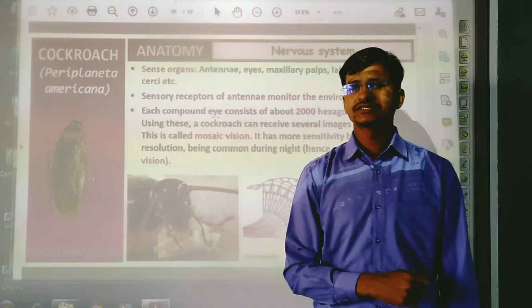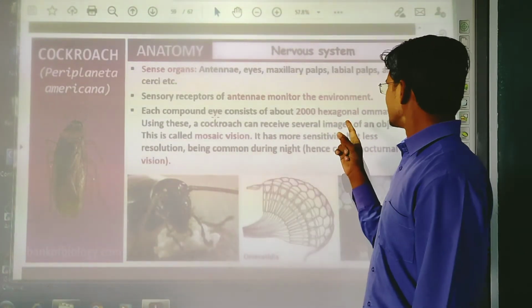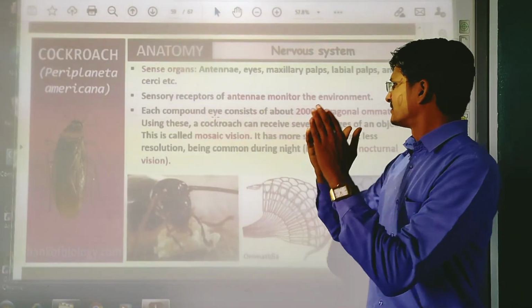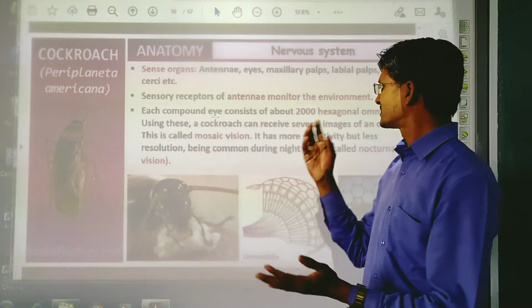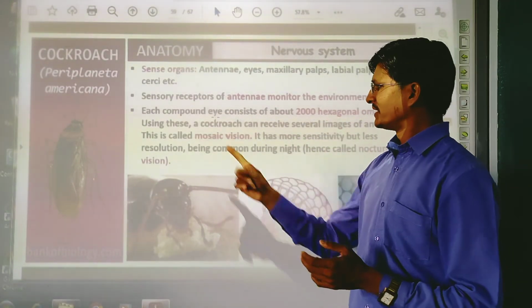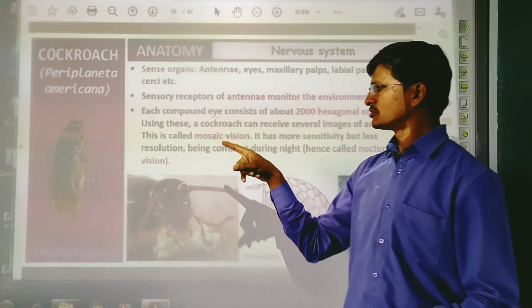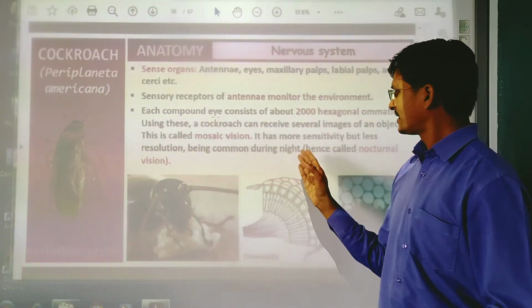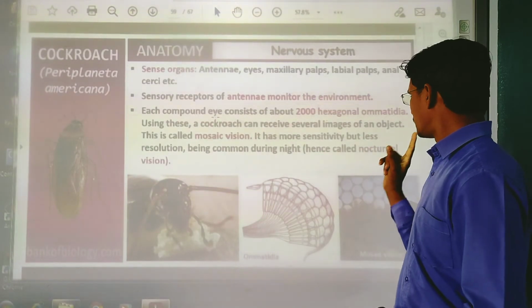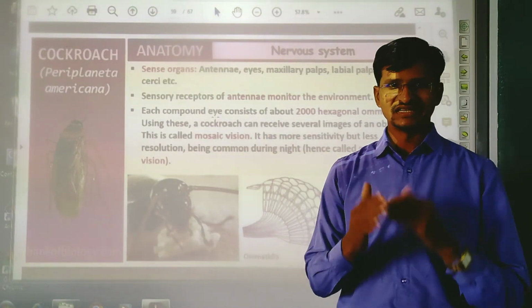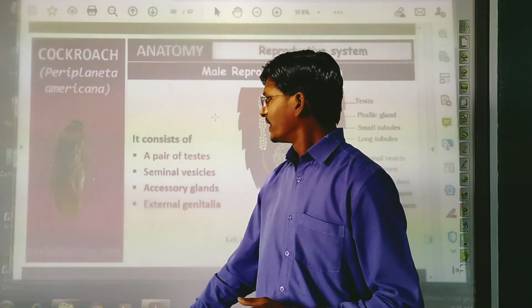As far as vision is concerned, the cockroach can see 2000 hexagonal views, and that is mosaic vision. It is more sensitive but has less resolution, being common during the night. Hence, it is called nocturnal vision. At night time, they are very clear.